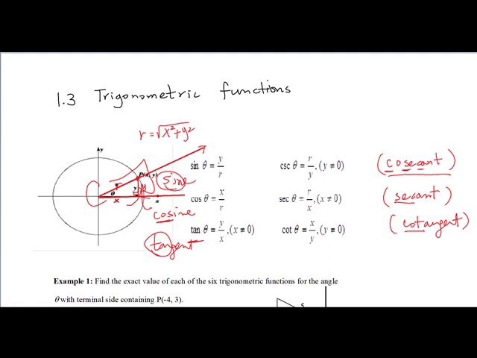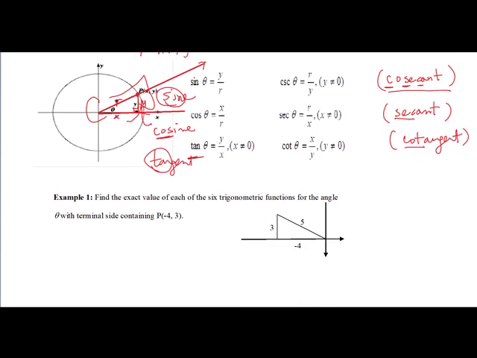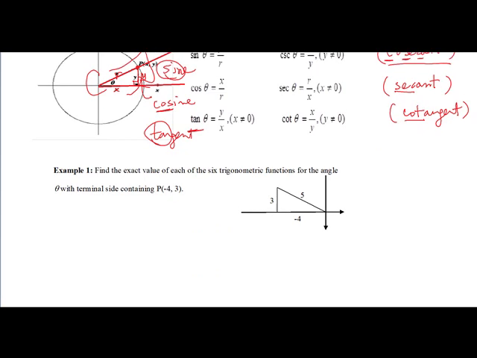So now let's go over an example using this definition. I wrote an example right here. The terminal side of the angle contains the point -4 and 3. That means -4 is the x coordinate and 3 is the y coordinate. So the terminal side must be in quadrant 2, since x is negative. So you would have a terminal side over here, and the point right here is -4 and 3.